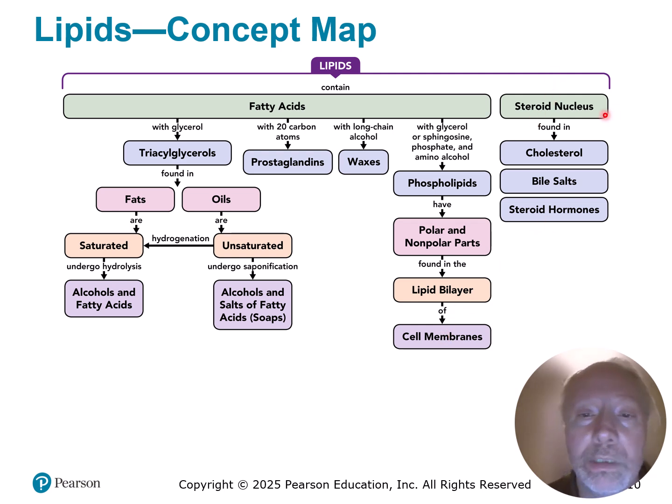And then we have the steroid nucleus, going back to what we learned about earlier, which makes up cholesterol and those bile salts and those steroids and hormones and those anabolic steroids that we looked at, and really cool stuff. So that does it for chapter 15.